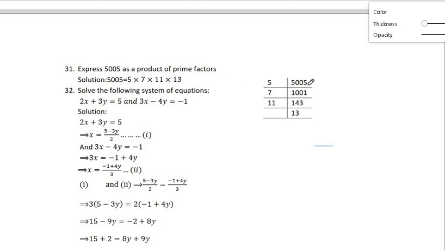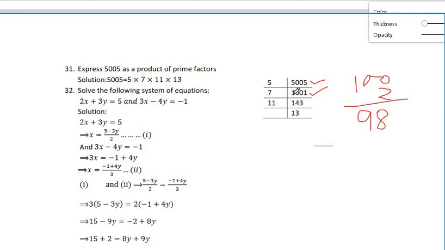So 5005, since the unit digit is 5, it is divisible by 5. So 5 into 1001, then 5 into 5. 1001 is divisible by 7. How can we find out? Take this number 1, make it double, subtract it from 100, 98. 98 is divisible by 7. So the number 1001 is also divisible by 7.